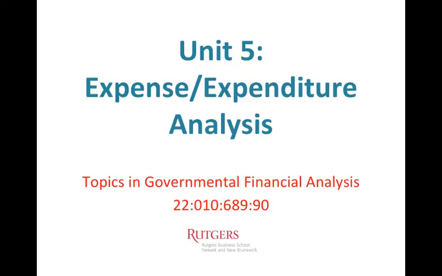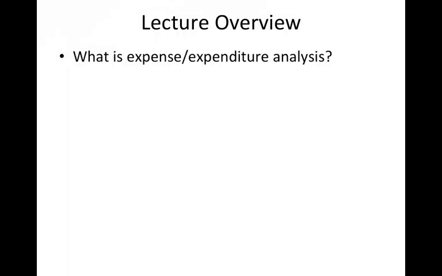Welcome to Unit 5 of Topics in Governmental Financial Analysis, Expense and Expenditure Analysis. We're continuing in this unit to look at analysis of changes in financial position. Last week we started by looking at the revenue side of the equation, things that increase or improve financial position, and this week we're looking at things that decrease or reduce financial position, namely spending and the incurrence of costs.